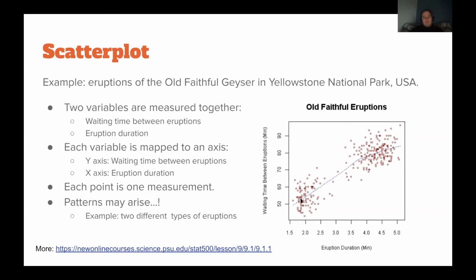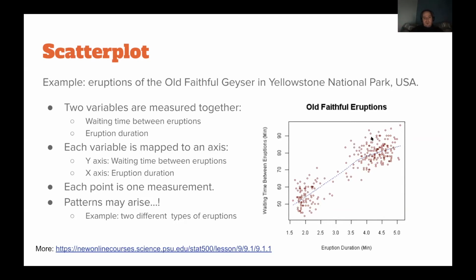But what we don't know, we can't really assume. It's just that what we can see here is that whenever the waiting time between the eruptions is very small, then the duration of the eruption is also quite small. And the opposite's the same.